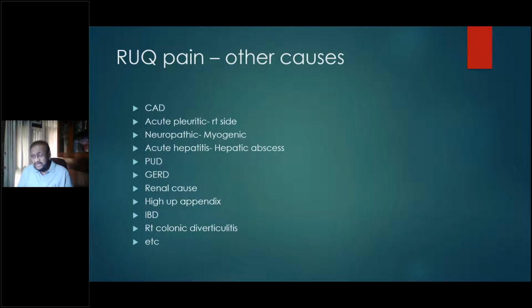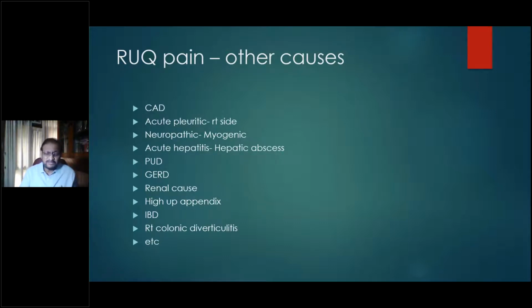Now, what could be the differential diagnosis? We have just said that we have got this typical biliary pain, but right hypochondrial pain could be because of a number of other things. You all know that. Just to repeat it, number one, you could be having a cardiac disease. You could have acute pleuritis on the right side. You could have a neuropathic or myogenic pain, absolutely not concerned with anything inside the abdomen. They are thoracic problems. Or you could be having a hepatic problem, acute hepatitis, a patient with hepatic abscess.